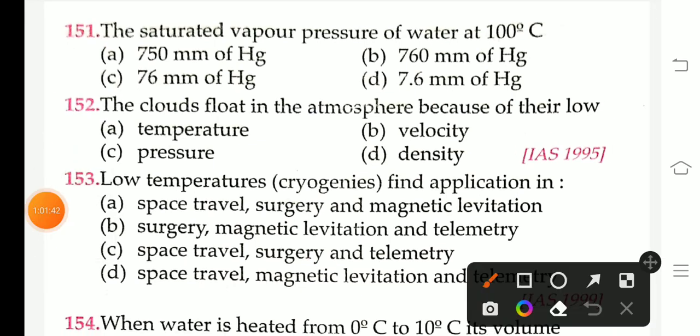Next, the saturated vapor pressure of water at 100 degrees Celsius. Right answer will be option B, 760 millimeter of Hg. Next, the clouds float in the atmosphere because of their low, right answer will be option A, temperature.